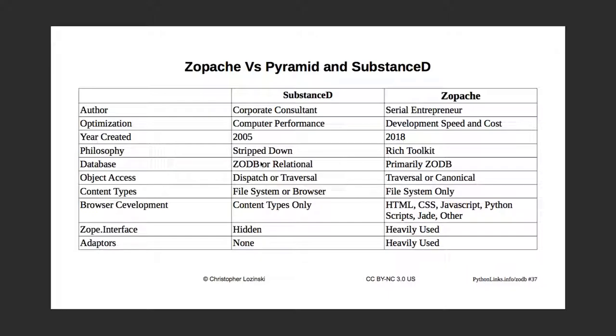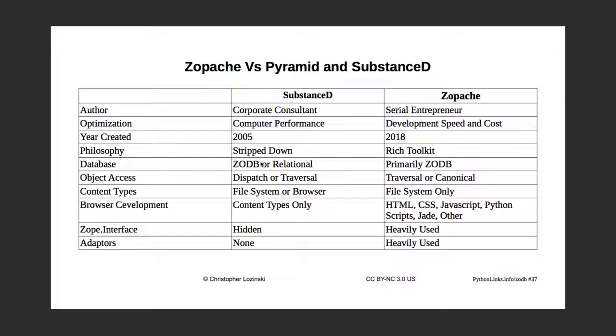Okay, the next thing is that in the corporate environment, you have a little bit of ZODB, but really it's mostly relational. If you're putting up MVPs, then it's primarily ZODB, and maybe eventually I'll tie into some relational database or some network databases. As for object access, Substance D does dispatch or traversal, so Apache does traversal or canonical. So very different spaces.